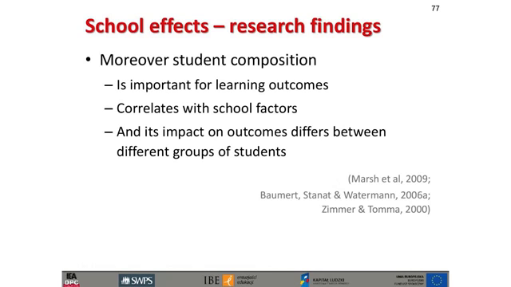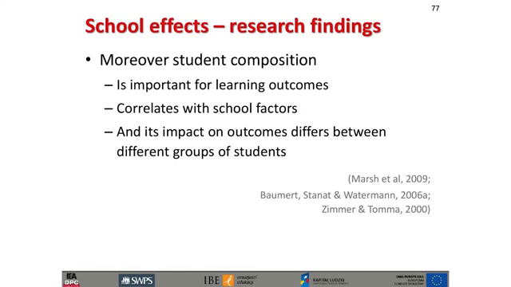Another set of variables that were influential on student outcomes is the student composition in terms of the family background of students, but also their achievement level. And it has been stated that it is important for learning outcomes. It is also correlated, of course, with school factors, and its impact on outcomes differs between different groups of students.